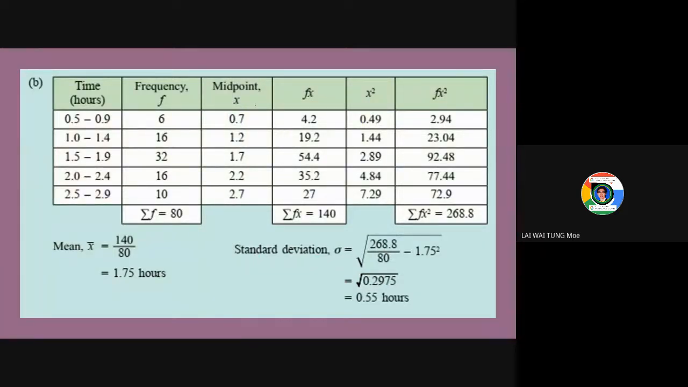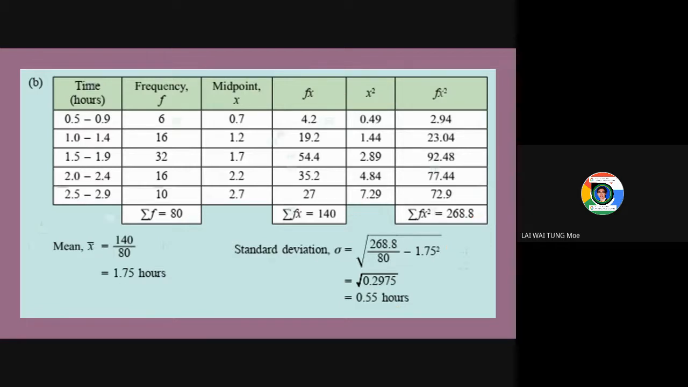Find the x, fx, x squared, and fx squared. Then find the total of f, total of fx, and total of fx squared, and substitute all these values to find your mean, and then your standard deviation. After you get this, that's your answer. This is only one kind of problem involving measures of dispersion.